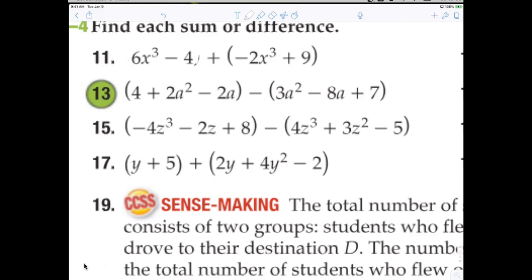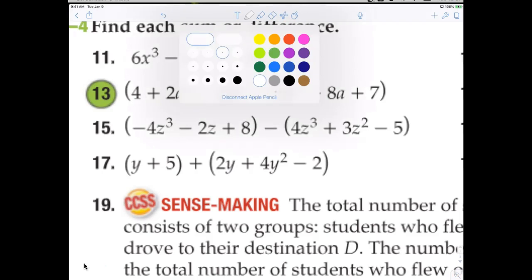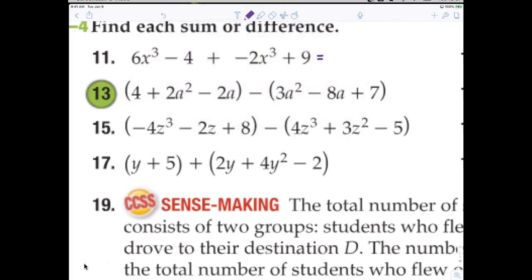Because it's addition, do I really need the parentheses, or is there any real purpose for the parentheses? There's no purpose. If there's a number in front of the parentheses, you distribute. Come on, hurry up. Let's go. So now you're just combining terms. That is all we're doing.